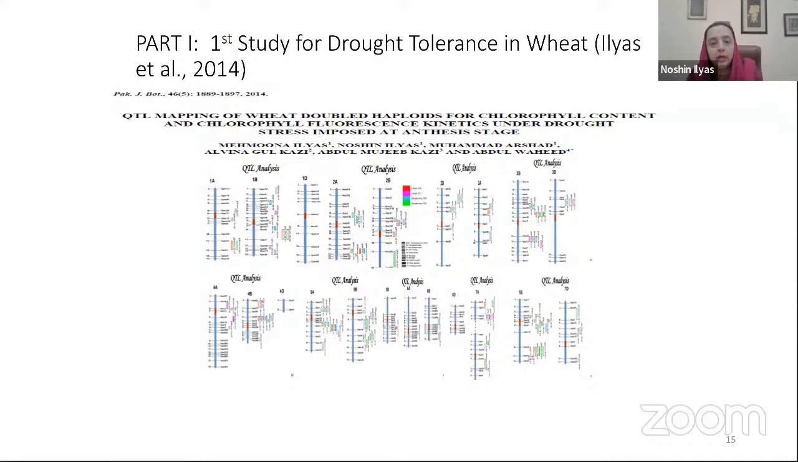In the first part, you can see the QTL mapping. This is the QTL analysis of wheat. You can see the 7 chromosomes, all 3 genomes, A, B, and D. Here we have marked the traits which might be responsible for drought tolerance in the plant. These traits indicate the main things which help the plant in combating the stresses. So first of all, we did the QTL analysis of the wheat plant.